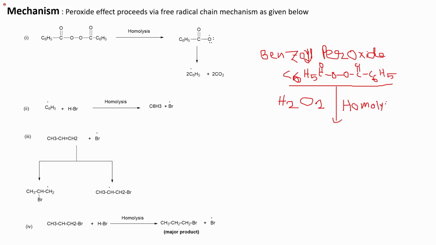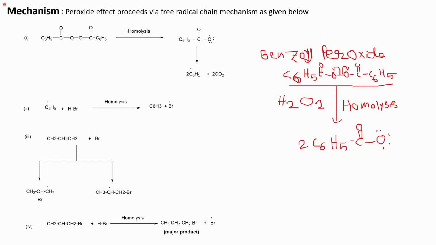The two electrons of this bond are shared with the other fragments. If homolysis happens, this bond will break: one electron goes to one oxygen and the other goes to the other oxygen. Now this bond is broken. Now how many radicals will form? Two C6H5CO2 dot radicals are generated.